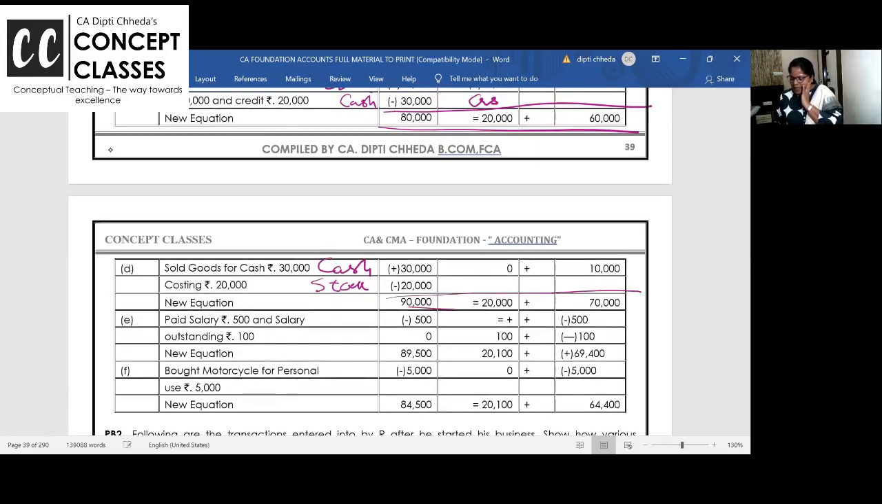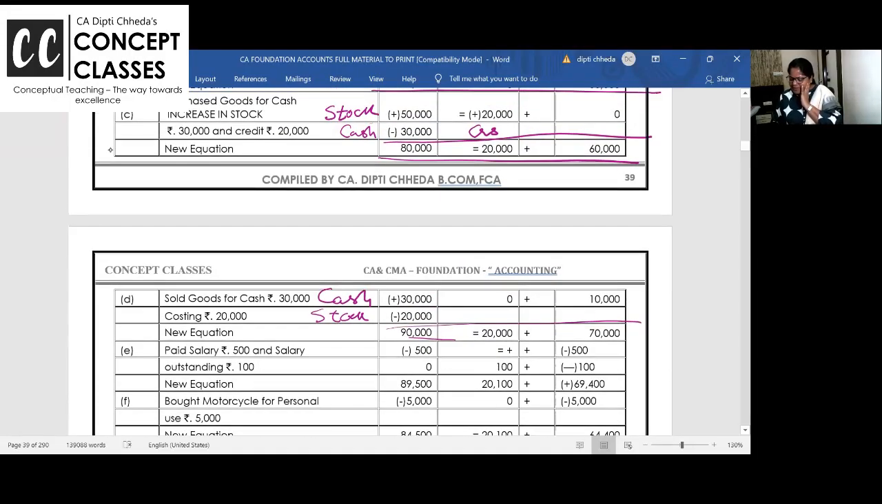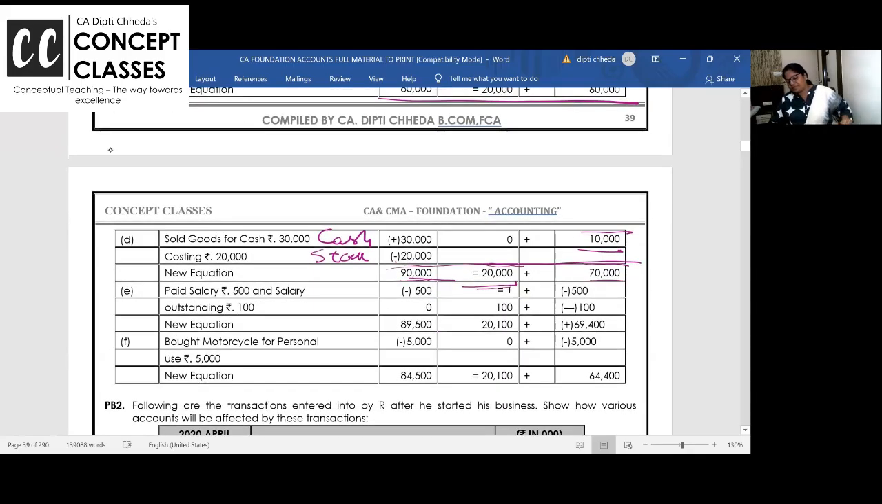90. And you have sold, liability is the same, 20. You have sold 20,000 goods for 30,000. Cash is coming in 30. Stock is going out 20. Profit you have got 10,000. So profit means increase in capital. Expenses mean decrease. So capital will become 70, 20, 90. Done.